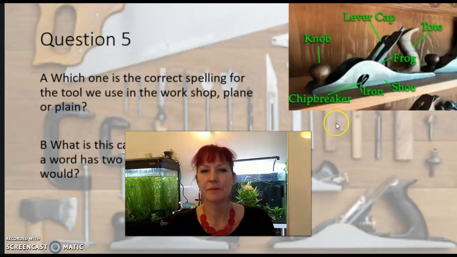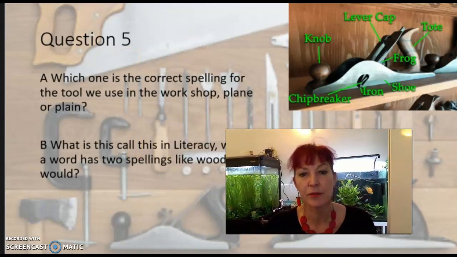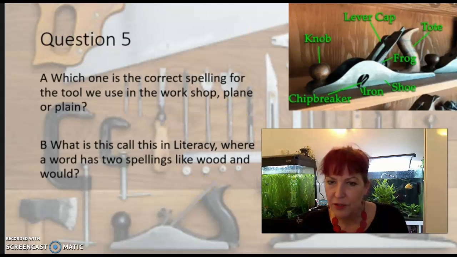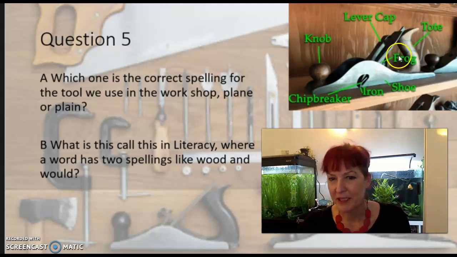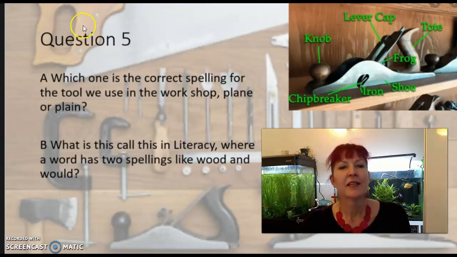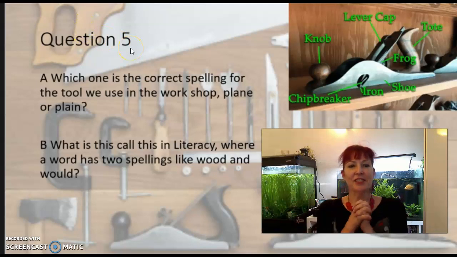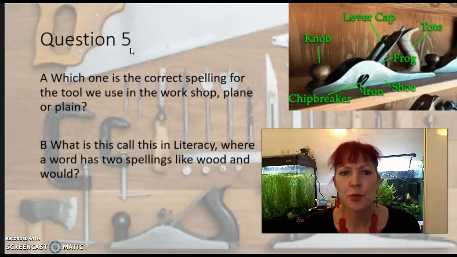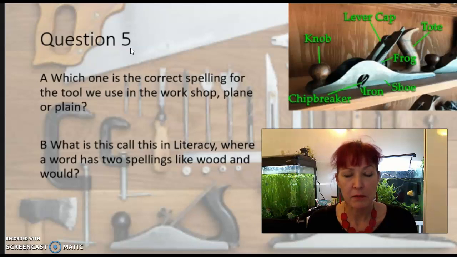Right, ooh, got a bit excited then, went on a bit quick. Right, question 5. Nice picture of one up on the top right. Makes me laugh, it's got a little part called a frog. Ribbit. Question 5, oh exciting, a 2-part question. A, which one is the correct spelling for the tool we use in the workshop? Plane or plane?